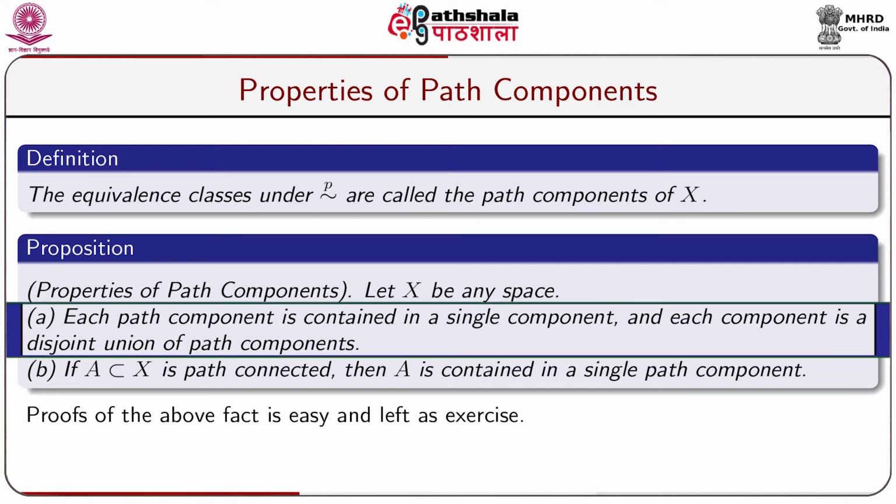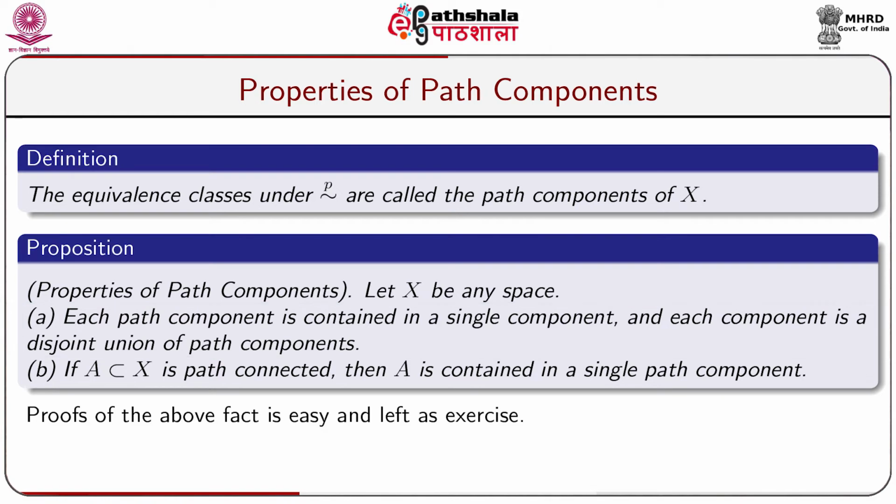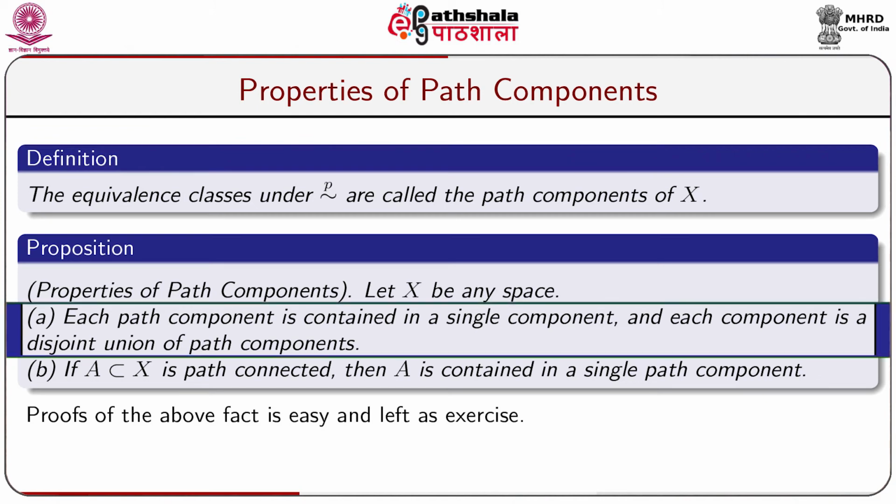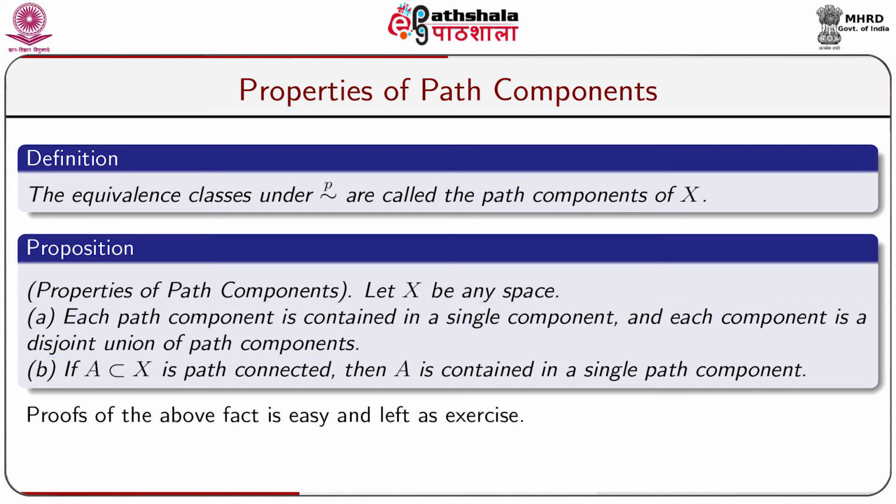Let us consider a topological space X. Then each path component is contained in a single component. To prove this, let us recall the fact that each connected subset of a topological space is contained in some unique component. Now, as path connected subsets are already connected, path connected subsets are also contained in some unique component.